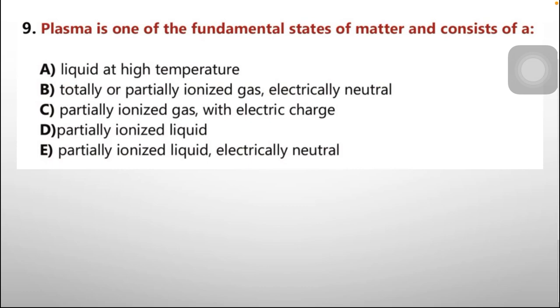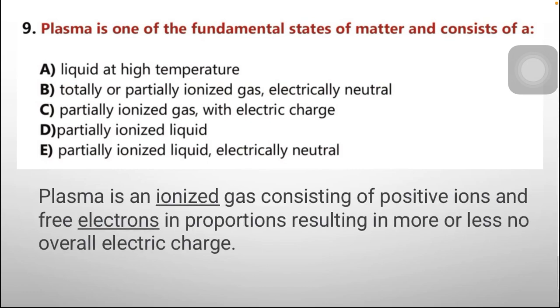What is the plasma definition? Here it is. Plasma is an ionized gas consisting of positive ions and free electrons in proportions resulting in more or less no overall electric charge. By comparing that definition, we know the correct answer is option number B. Totally or partially ionized gas, electrically neutral, that has no charge.